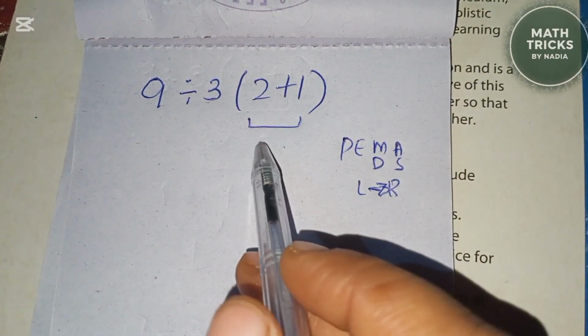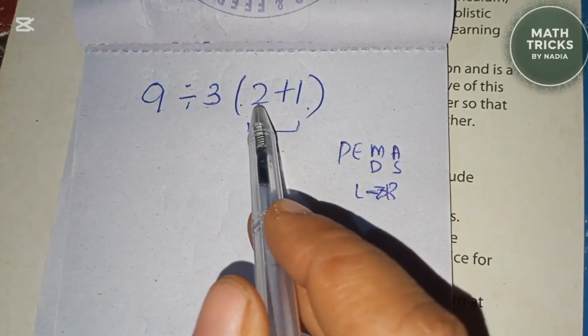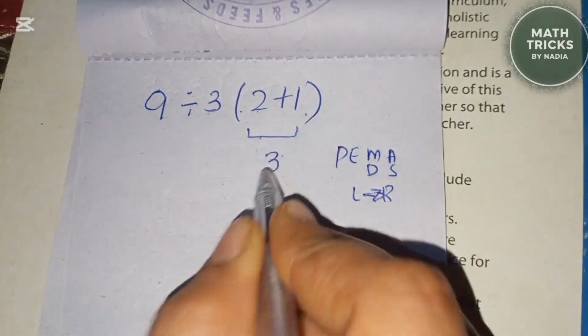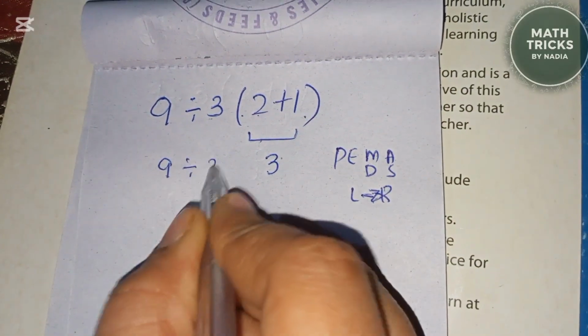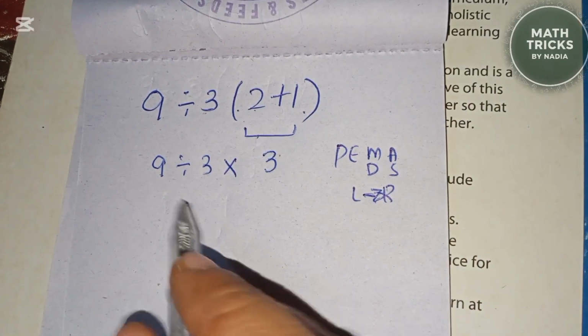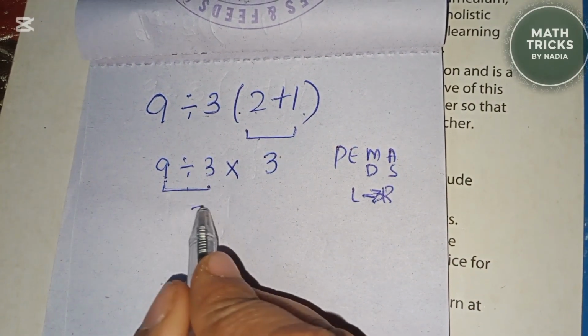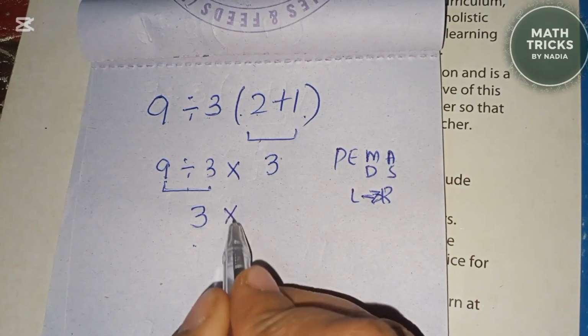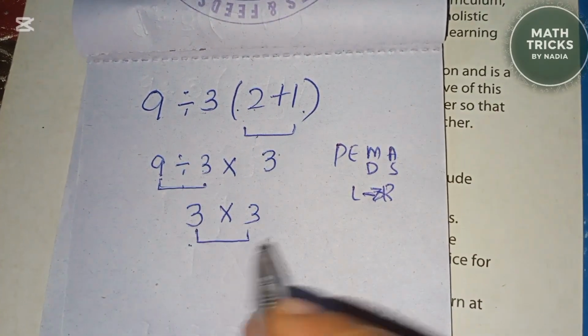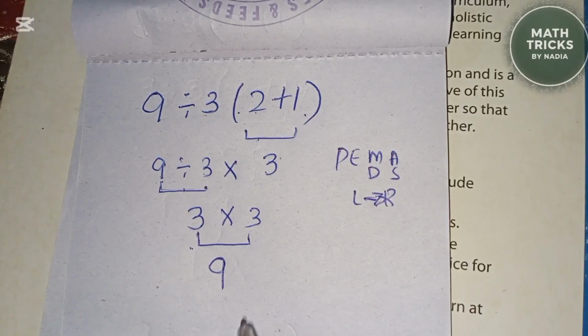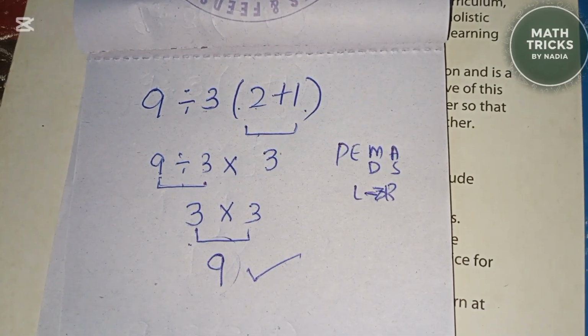So according to PEMDAS, firstly we have to solve the parenthesis, so 2 plus 1 which gives us 3. So 9 divided by 3 times 3. Now we have to solve 9 divided by 3 which gives us 3. So now 3 times 3 which equals 9. So the correct answer is 9.